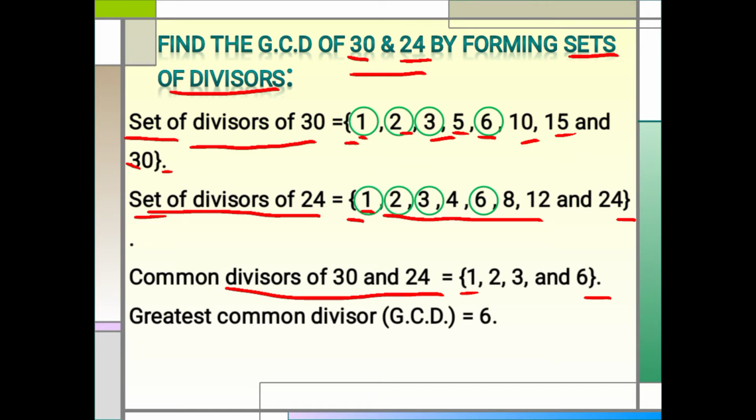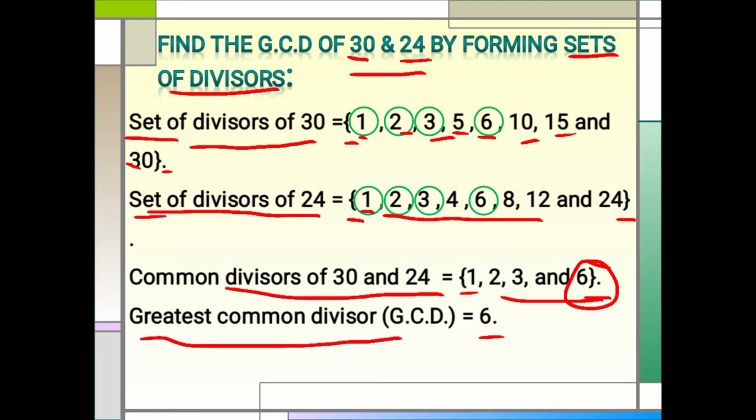Okay, now how will you decide your greatest common divisor? You will decide your greatest common divisor with respect to the common divisors. Okay, now as you can see here you have 4 different common divisors. But what does GCD mean? GCD means greatest common divisor. So which number is greatest here? Obviously 6. So the greatest common divisor is 6.